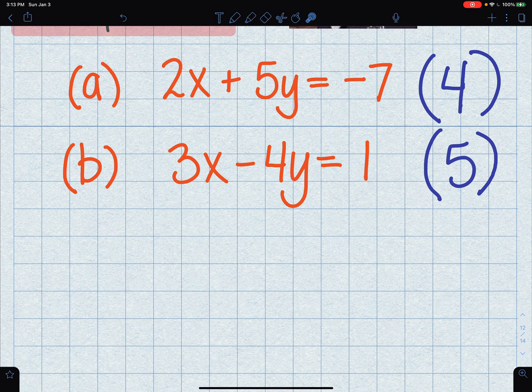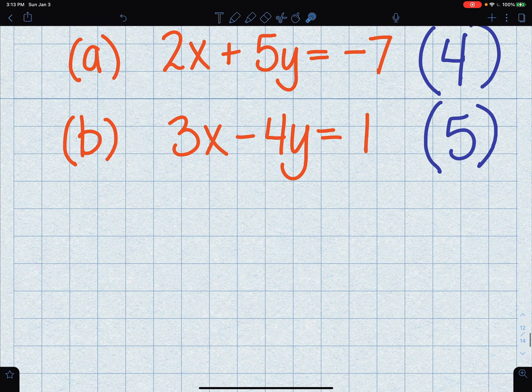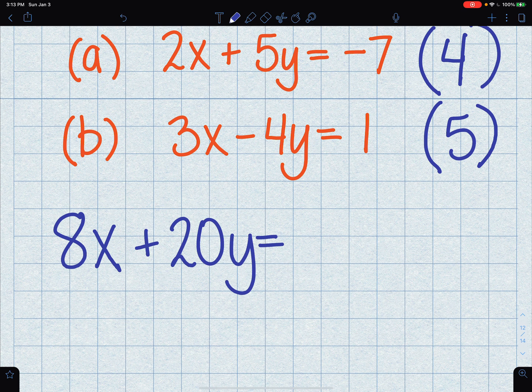Let's rewrite equation A, but with everything multiplied by 4. So 2x times 4 is going to be 8x. 5y times 4 is going to be 20y. Negative 7 times 4 is going to be negative 28. So we just rewrote equation A, with everything multiplied by 4. It's an equivalent equation.